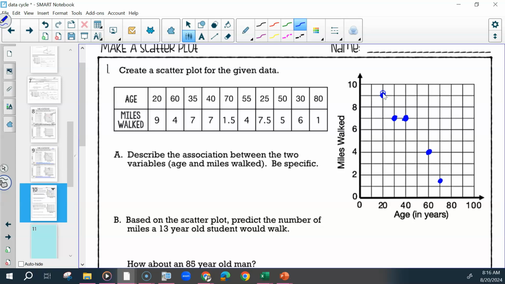So 55, if this is 50, 55 would be like right here. So it would be like in the middle in here. Same thing for 25, and 7.5 would be like literally in the middle.